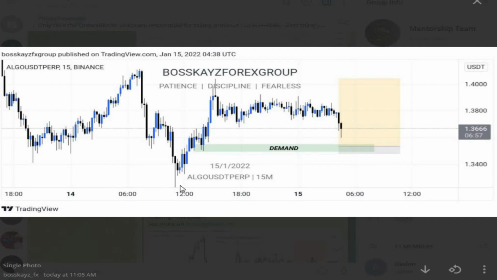So as you can see, guys, this was before. The price came back to this OB. That's where we were expecting the price to come and pick the orders, and then shift the market going up.